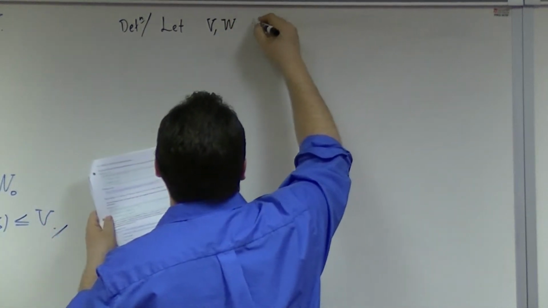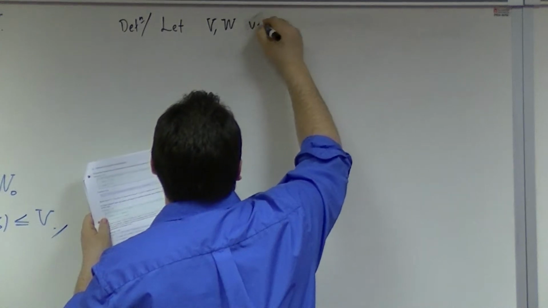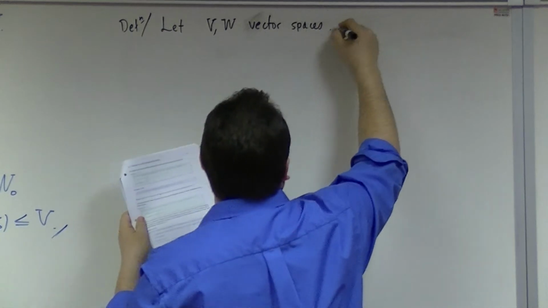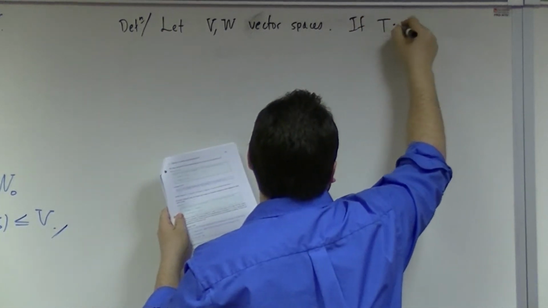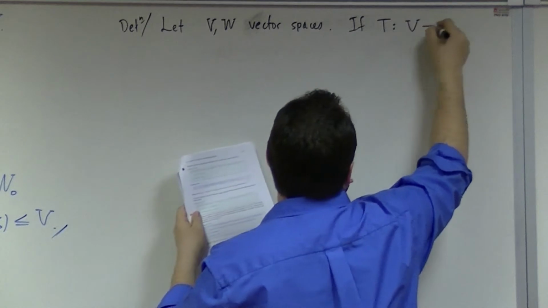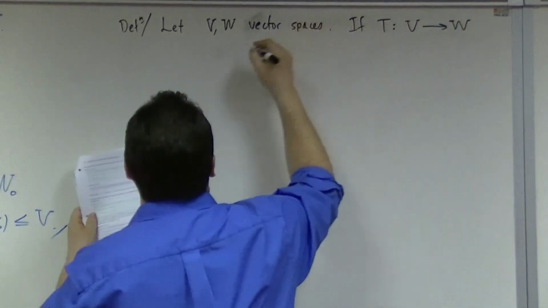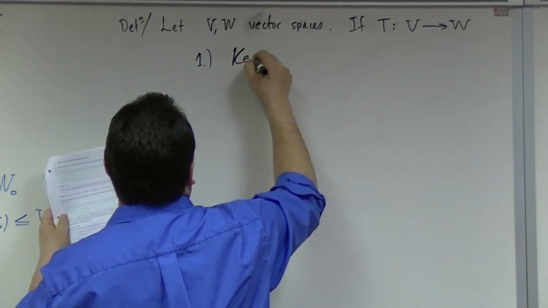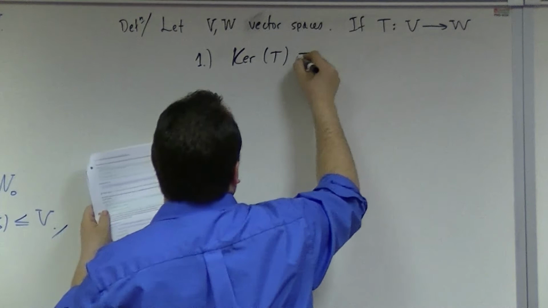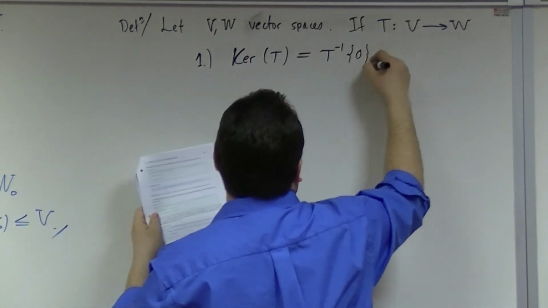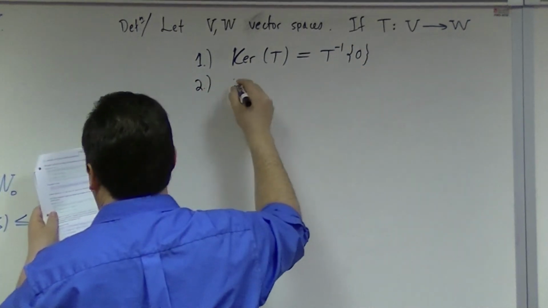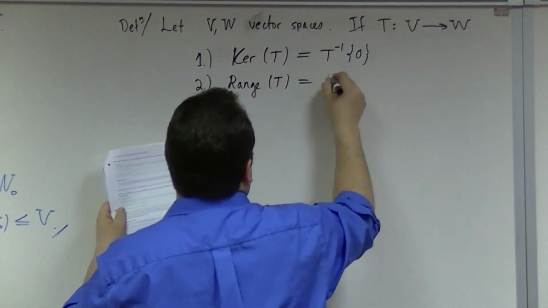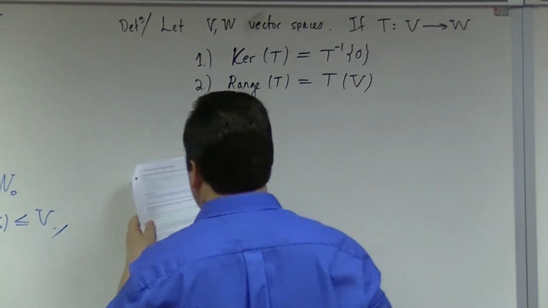All right, let V and W be vector spaces. If T is a linear transformation from V to W, number one, this is a definition: the kernel of T is equal to the inverse image of 0. Two, the range of T is the image of T. It's the image of the domain.